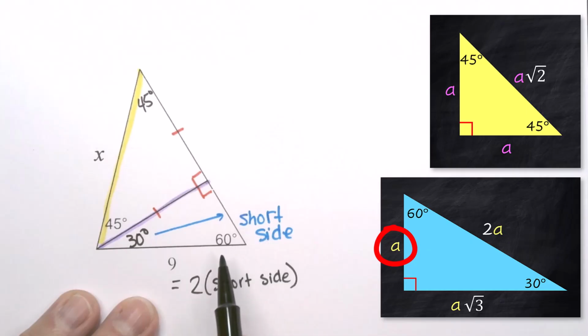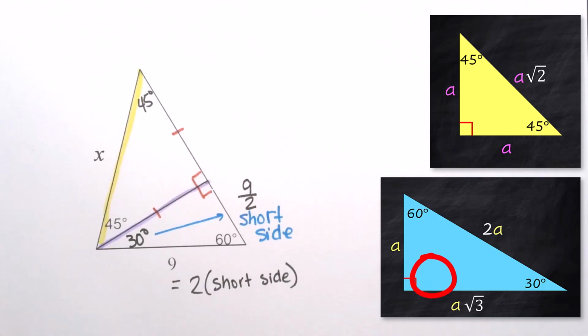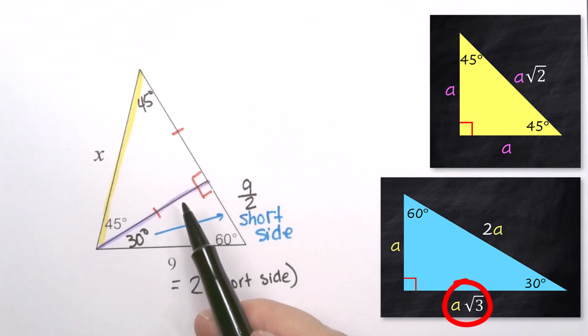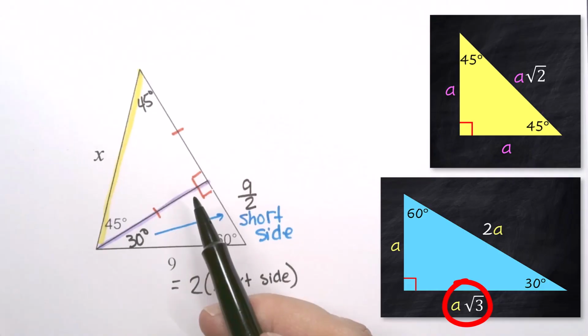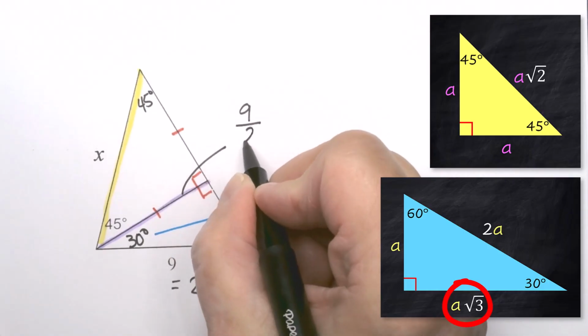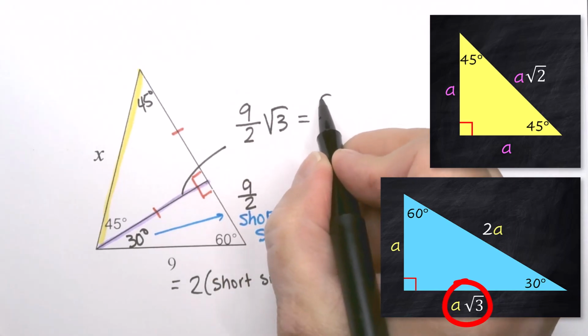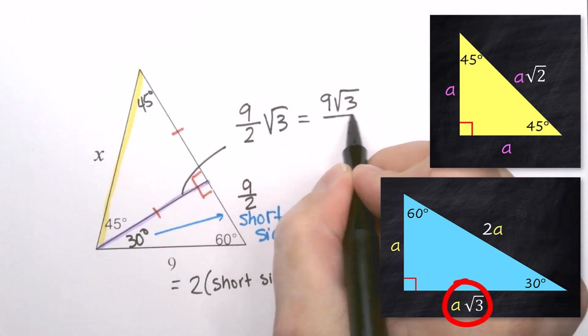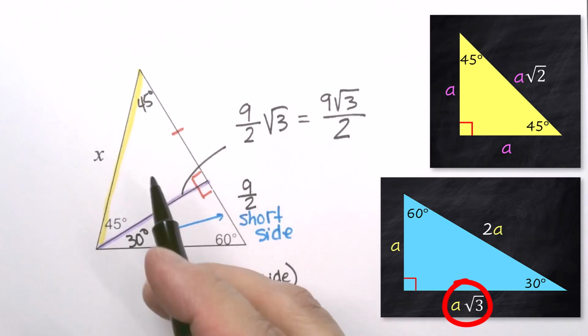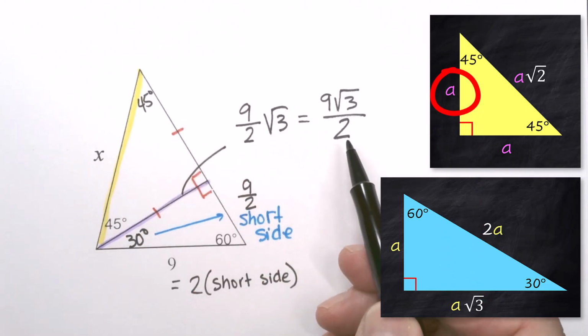So that means whatever this is must be this thing split in half. So I'm going to call that 9 over 2. That means this side right here, this other leg, is the short side times the square root of 3. This side is 9 divided by 2 times the square root of 3, which we're going to rewrite as 9 square root of 3 over 2. That is also the same as this length. This side length and this side length are both that.